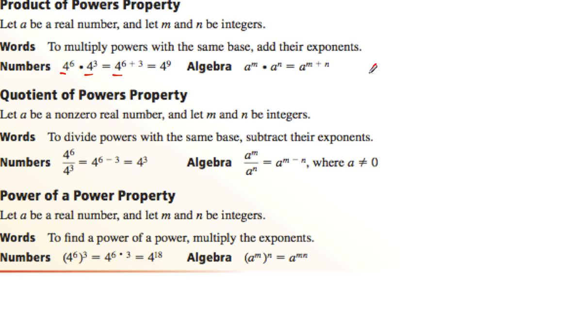All right, same thing here. So I'm going to give you another example. If you have x to the 5th times x to the 3rd, keep your x and add your exponents. You get x to the 8th.